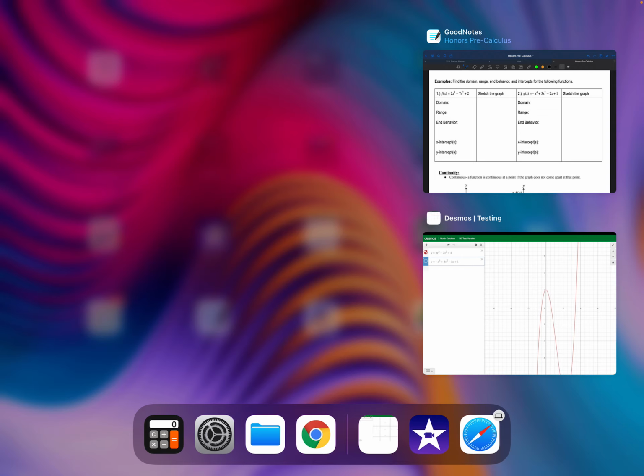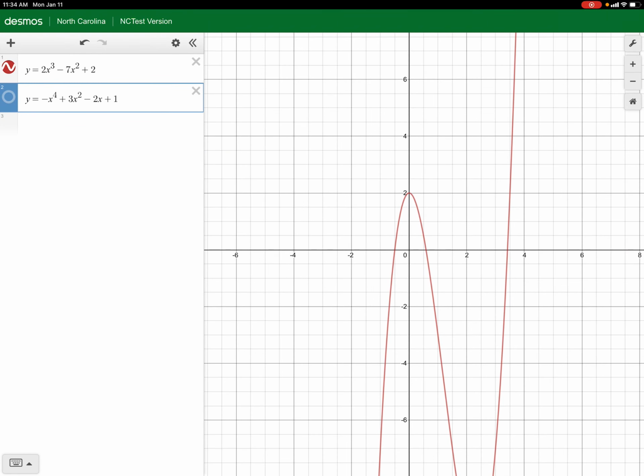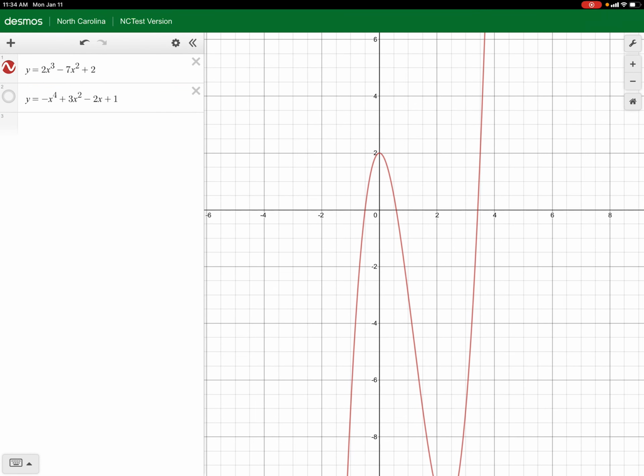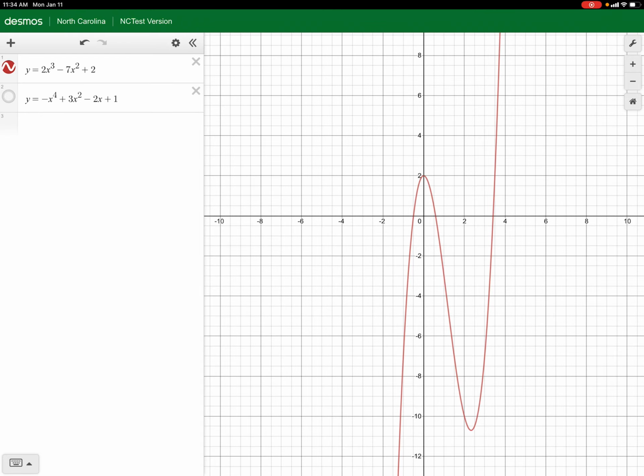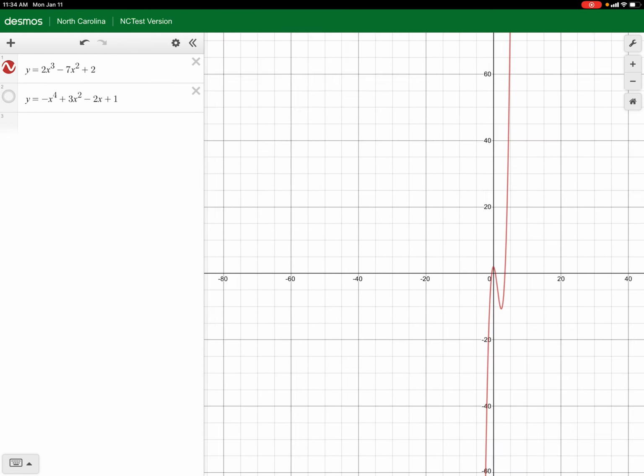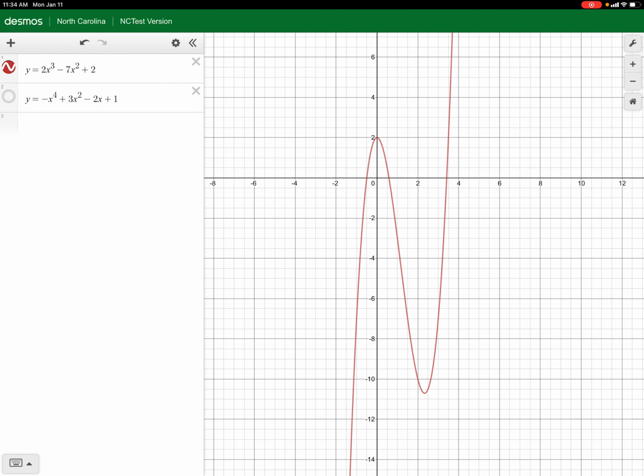But let's look at Desmos. I have my graph here. Now, I have both of them graphed, but you can see that my ends are going to keep going on and on forever. Okay, and then there are some changes happening in the top and the bottom here.